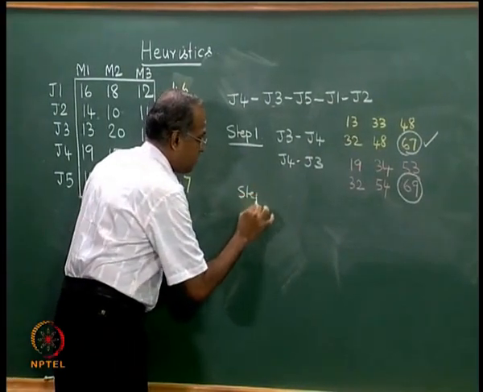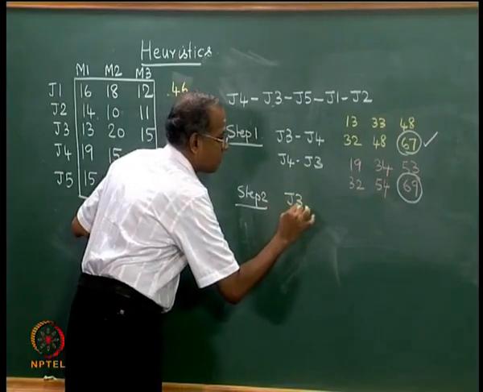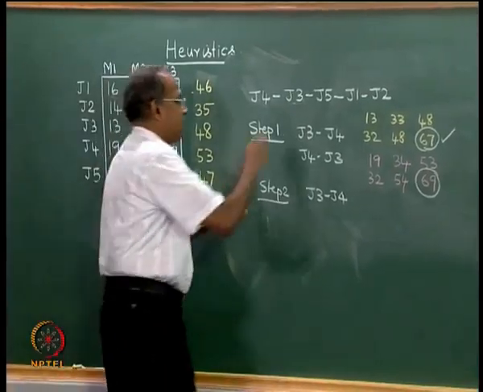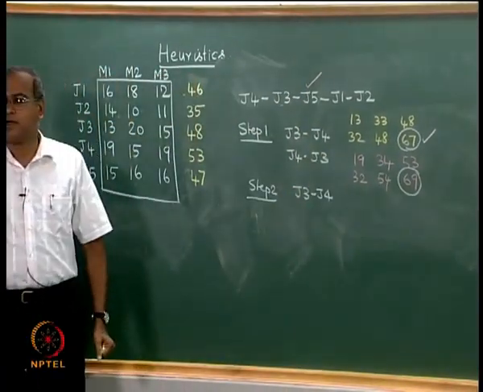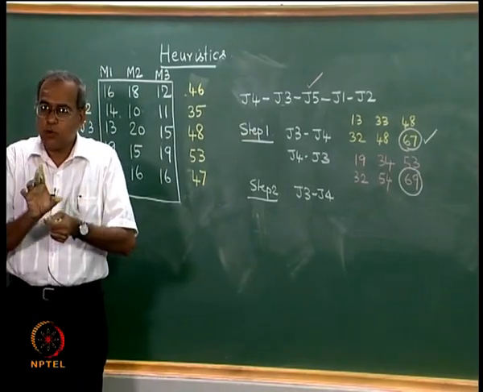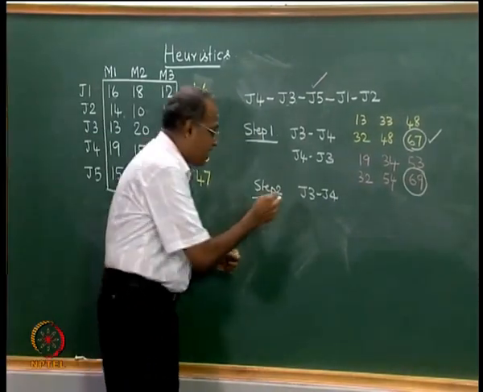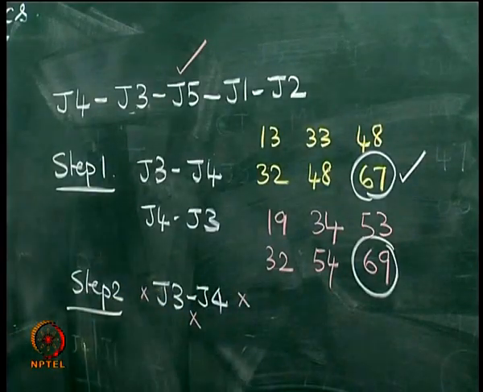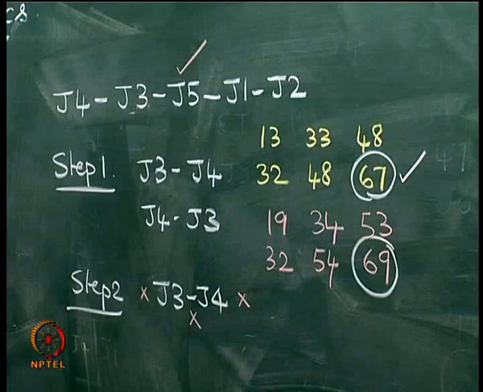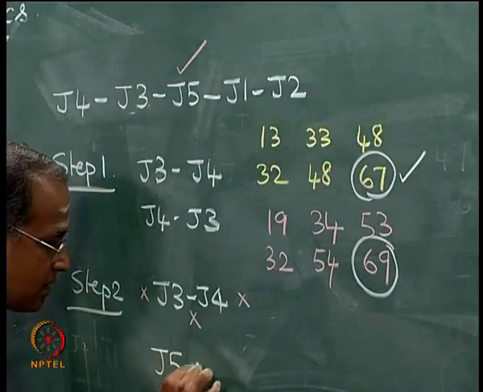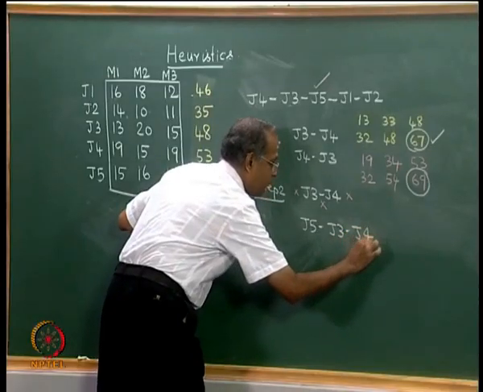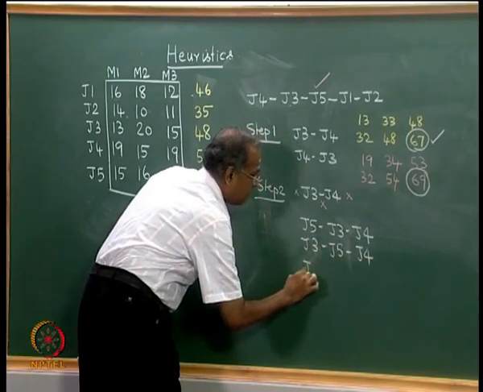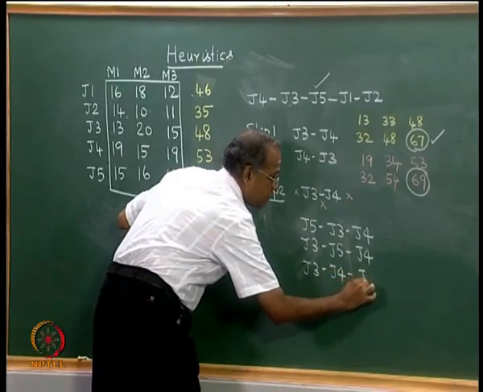So step 2, choose J3, J4. Now take the next job here, which is J5. Now J5 can be squeezed in 3 ways. J5 can come here, J5 can come here, J5 can come here. So you could have 3 sequences which are J5, J3, J4; J3, J5, J4; J3, J4, J5.